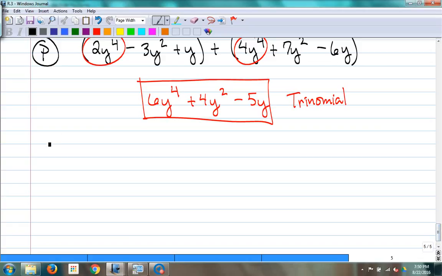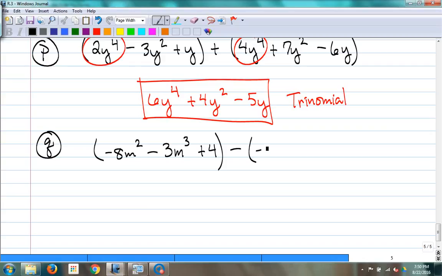All right. Parentheses, negative 8m to the second minus 3m to the third plus 4. Close those parentheses. So there's our first little trinomial. Minus, let's do negative 3 plus 7m squared plus m to the third. So another trinomial that we're adding to that, or subtracting from that. Excuse me. They're the same thing.